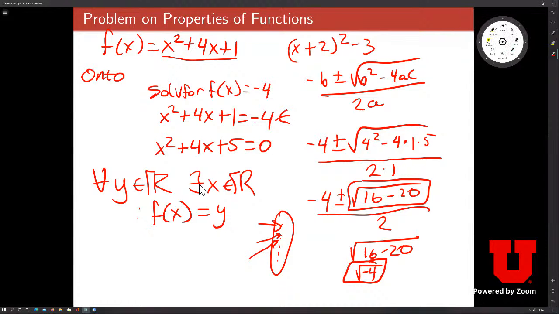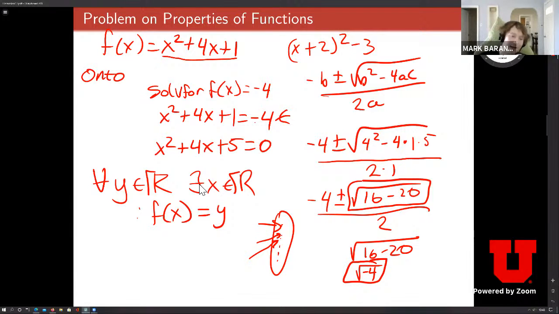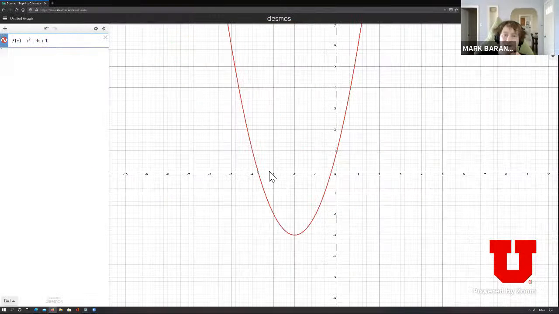So any even polynomial wouldn't be onto then. Yeah, and it happens because if we look back here, even polynomials are going to go to positive infinity on both sides. They're never going to go to negative infinity. Yep. So that's the right intuition.